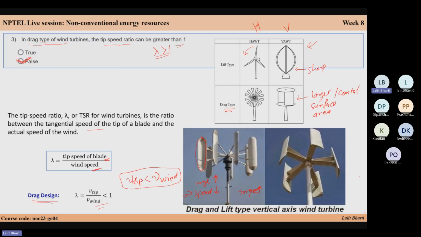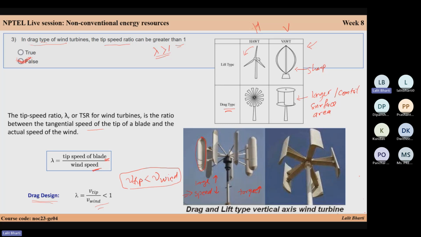Then we have our third question. It is again on windmills, or different types of windmills. It says in direct type of wind turbines, the tip speed ratio can be greater than 1.